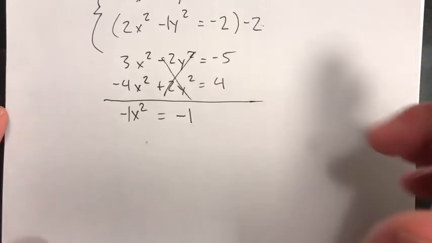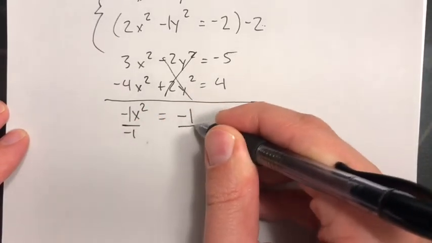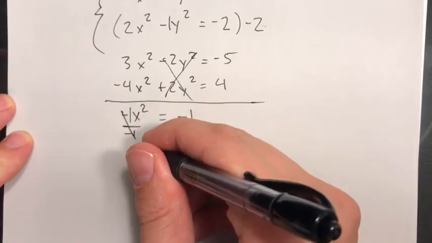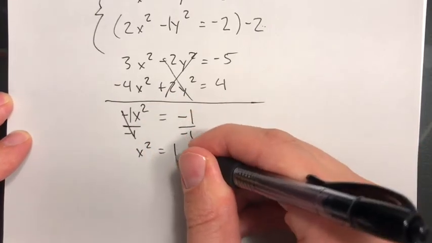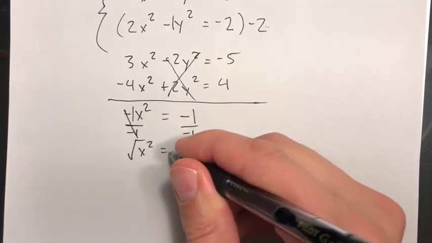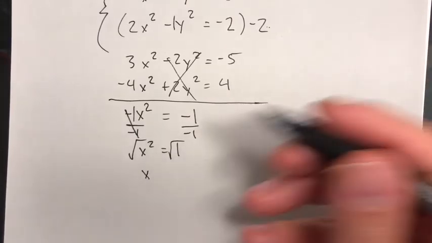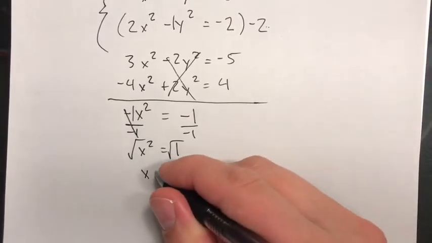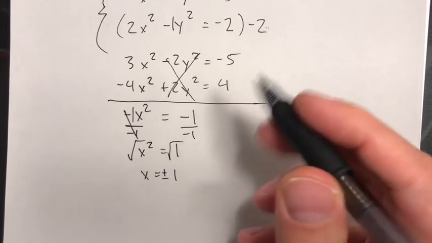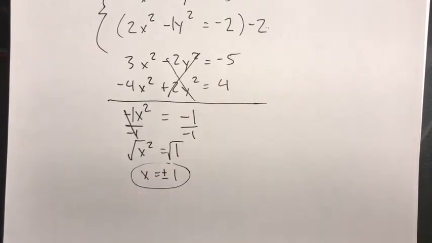So, not a bad problem at this point, because what I'm going to do is divide by -1 first, and then I get x squared equals +1, because a negative divided by a negative is positive. Now I'm going to square root, and the square root of 1 is 1, but because I'm undoing a square, in algebra I'm going to have to put a plus or minus in front of it. So there are my two answers for x.